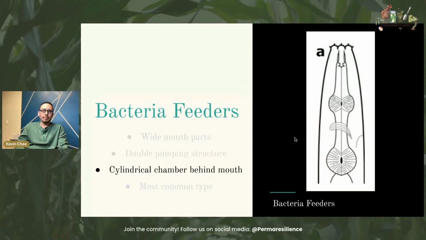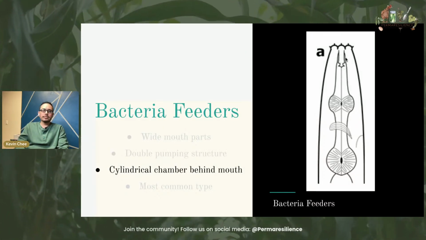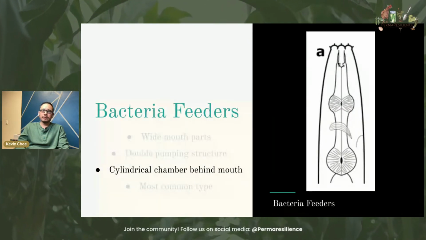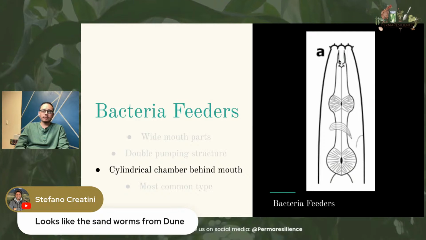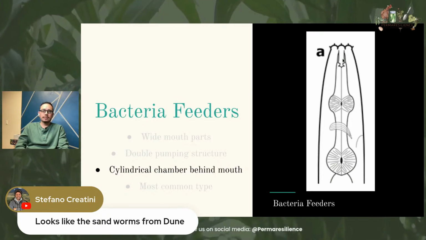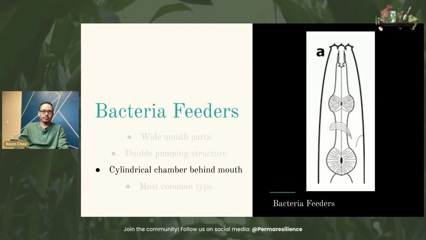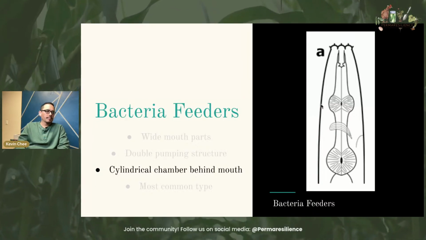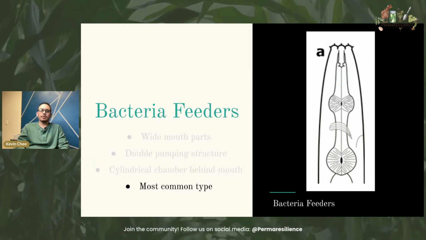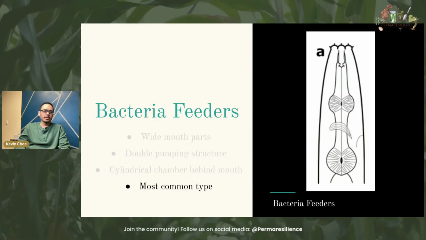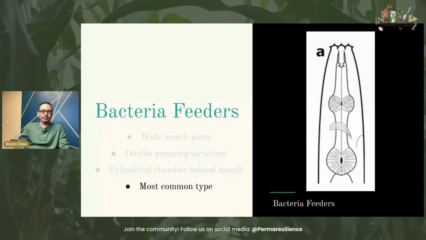There's a cylindrical chamber just behind the front of their mouth, which helps us identify them a little bit better because they're moving around so much. We have to just try to catch this cylinder that we can see beside this double pumping structure. Sometimes their mouths will be a little frilly on the front. These are also the most common that we see in soil systems. So if we're seeing a bunch of different nematodes in a sample, most of them are going to be bacterial feeders.